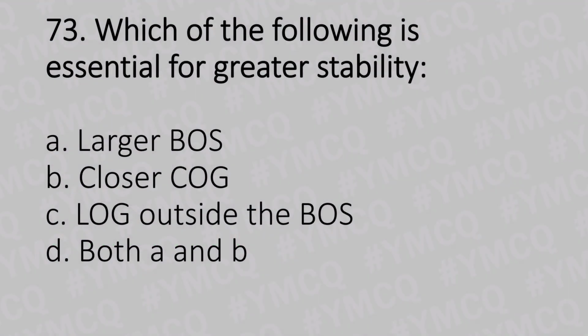Moving to our 73rd question. Which of the following is essential for greater stability? Option A, larger BOS, that's base of support; option B, closer COG, that's center of gravity; option C, COG outside the BOS; option D, both A and B. And the answer is option D, both A and B.